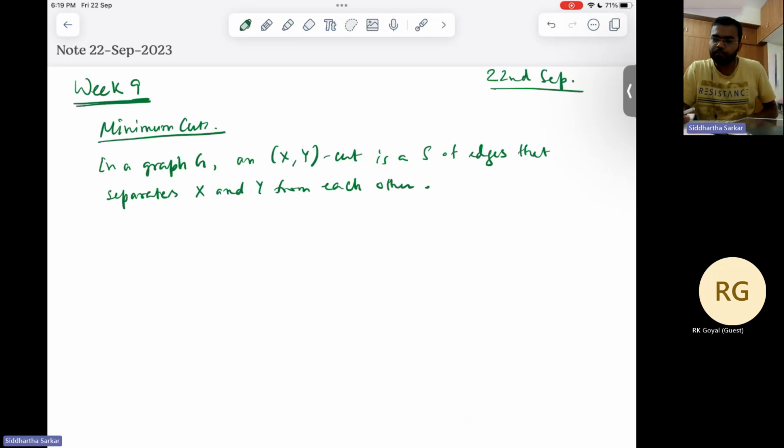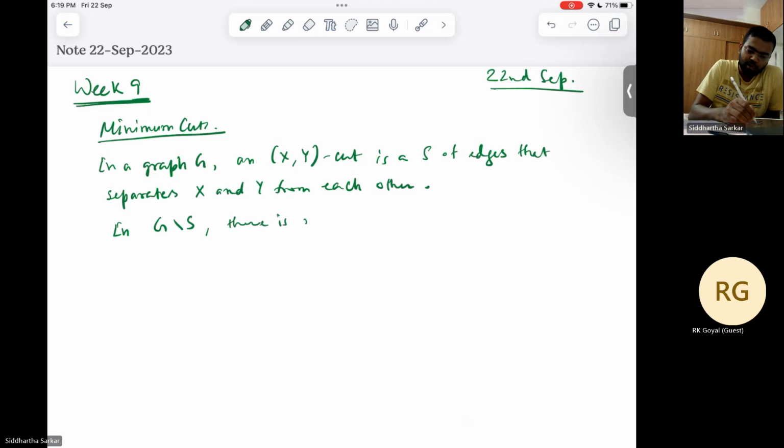So what does that mean? It means that if you remove this set of edges S, so in G minus S, where you have removed all the edges from S, there does not exist an x to y path. So that is the definition of a cut. Okay. So we are interested in what is called a minimum cut. So let us take an example.